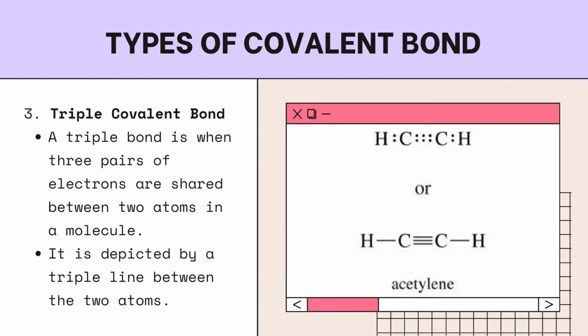Now, each carbon atom has 5 electrons: 1 single bond from hydrogen and 3 unpaired electrons. The 2 carbons can share their unpaired electrons, forming a triple bond. Now, all of the atoms are happy with their full outer valence shell.